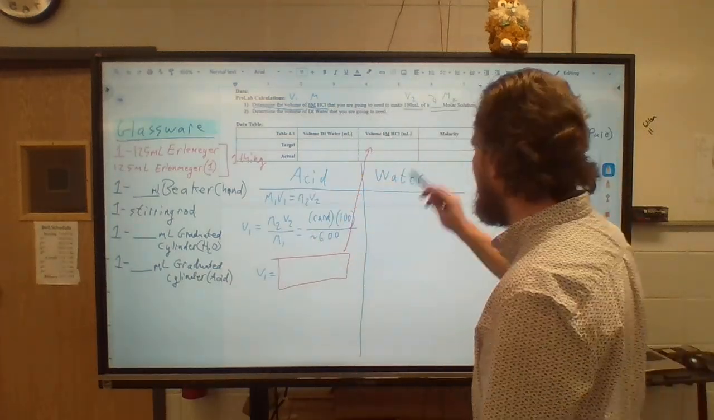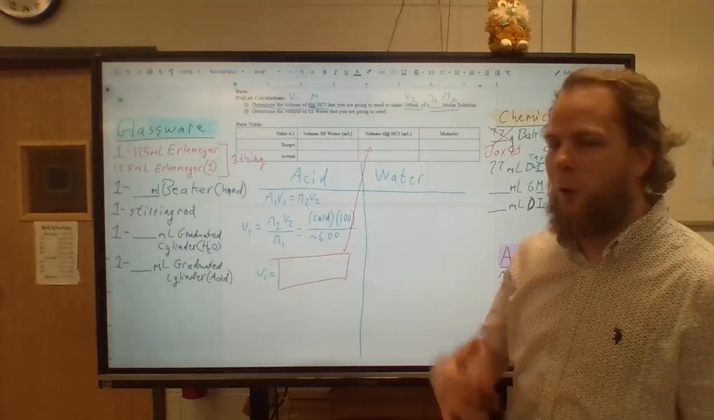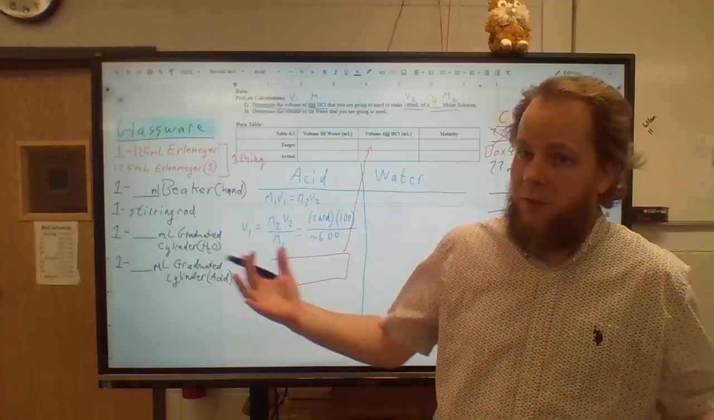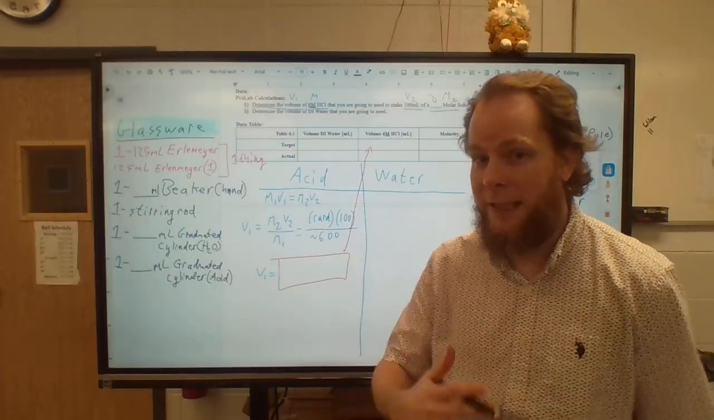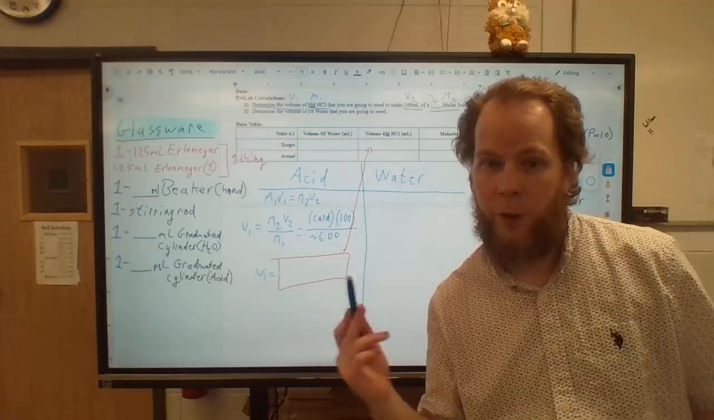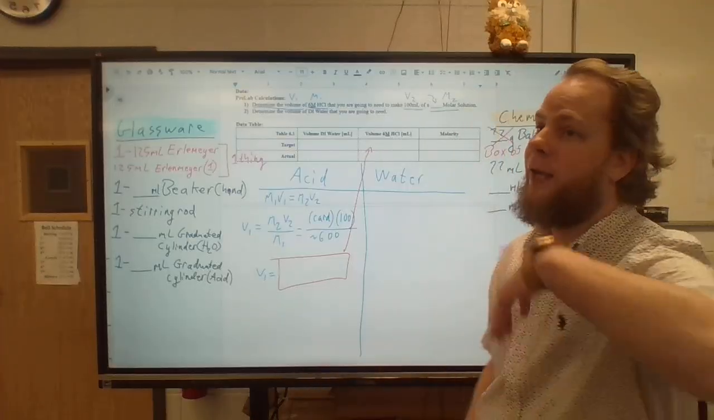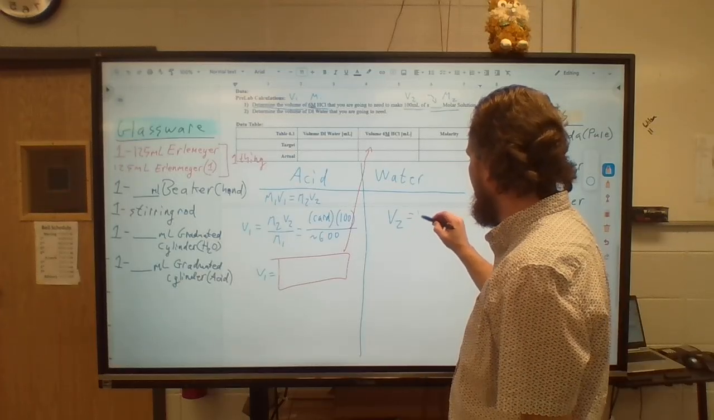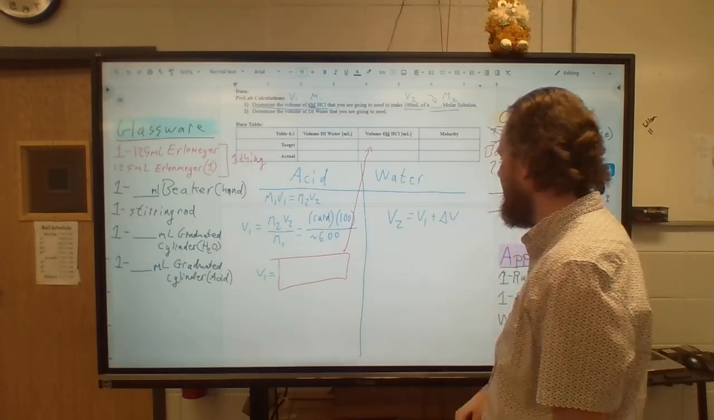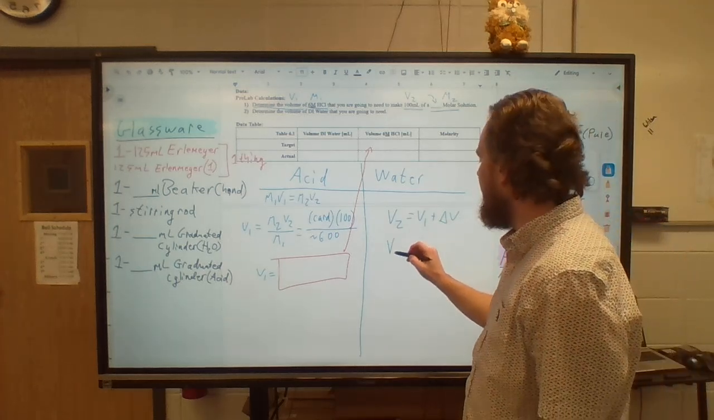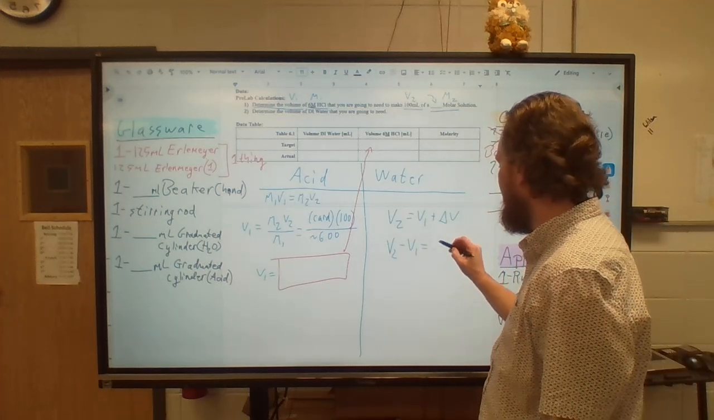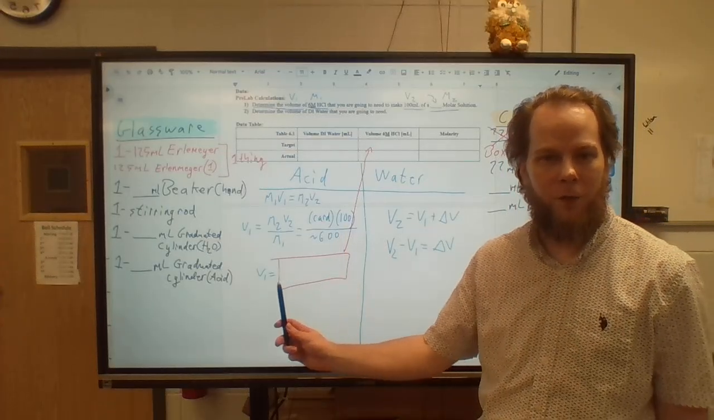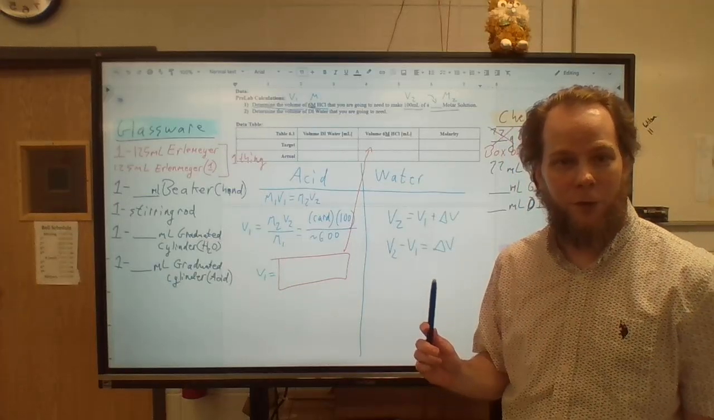Now, that's our acid. Now we need to figure out our water. For the water, we're looking for delta V. That's it. It wants delta V. How much water do I need to add to make this solution? Well, this is what we're ultimately wanting to end with. We know that our delta V equation is V2 equals V1 plus delta V. We want delta V, so V2 minus V1 equals delta V. So take 100 minus whatever this number is, and that's your delta V.